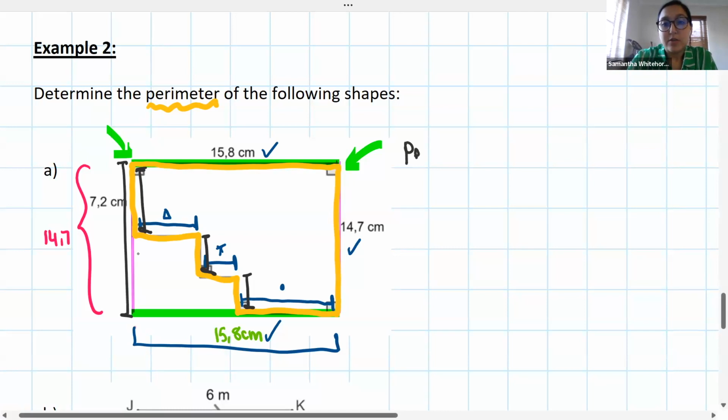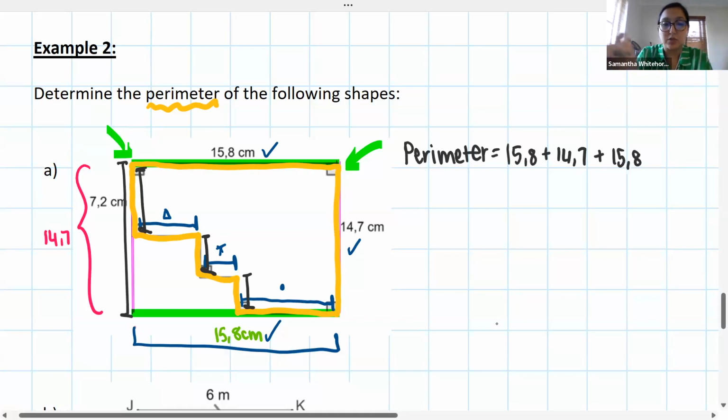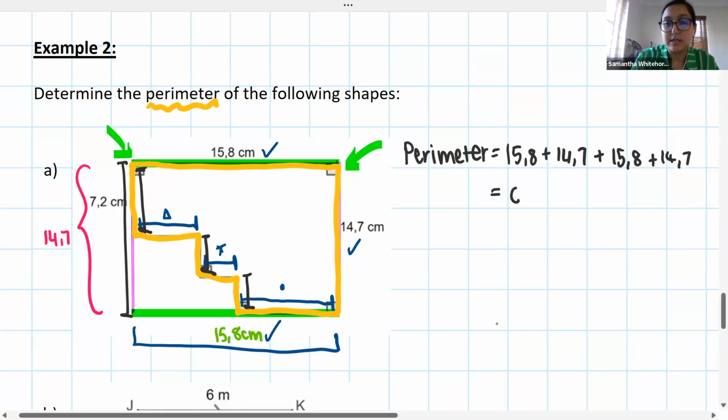So in order for me to find my perimeter, all I need to do here is say 15,8 at the top, plus the 14,7 down the right-hand side, plus the total 15,8 that those bottom segments make up, plus the 14,7 that the side segments make up. And all of that added together will give me my perimeter. Okay, so that is a total of 61 centimeters. And those of you on the chat, well done on getting that.